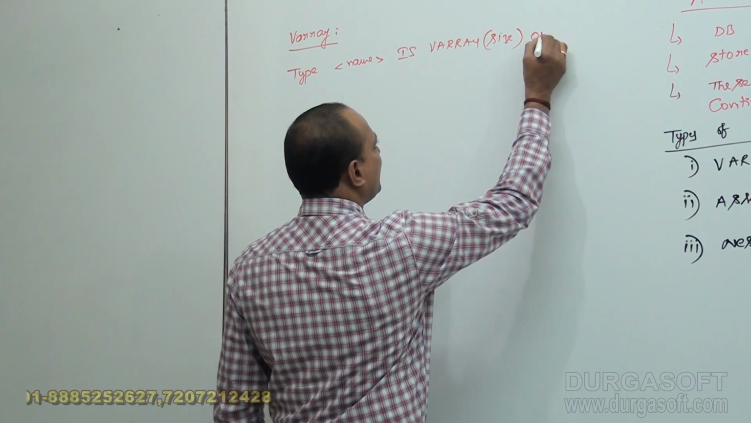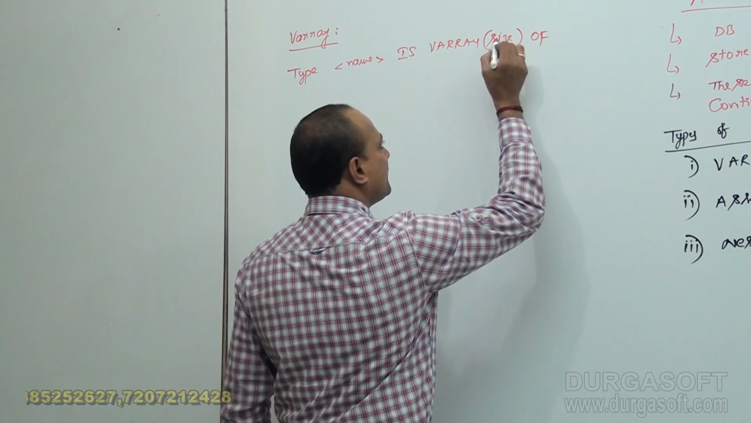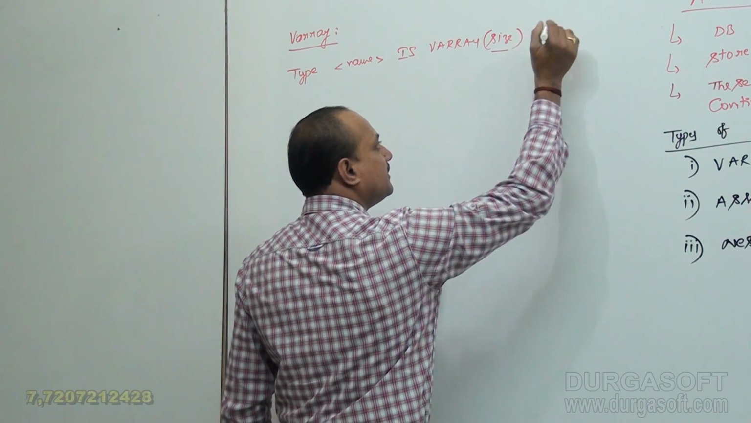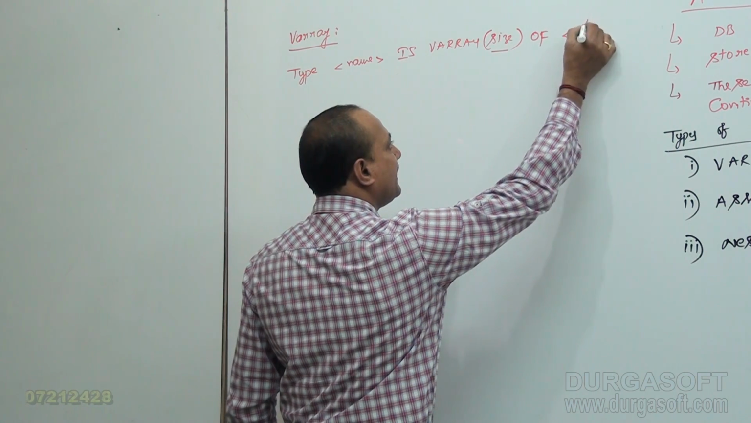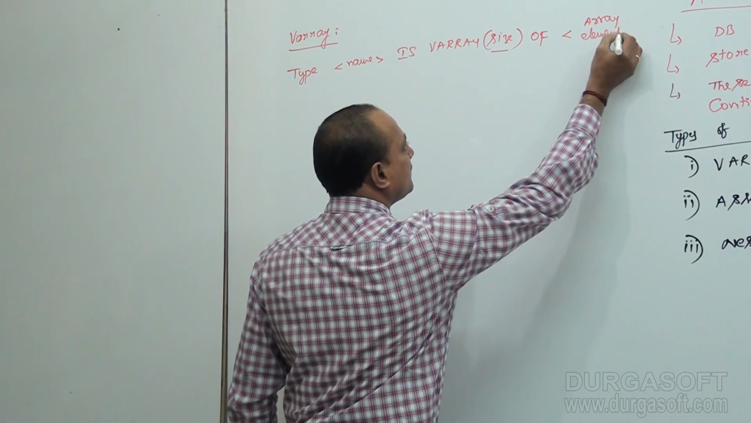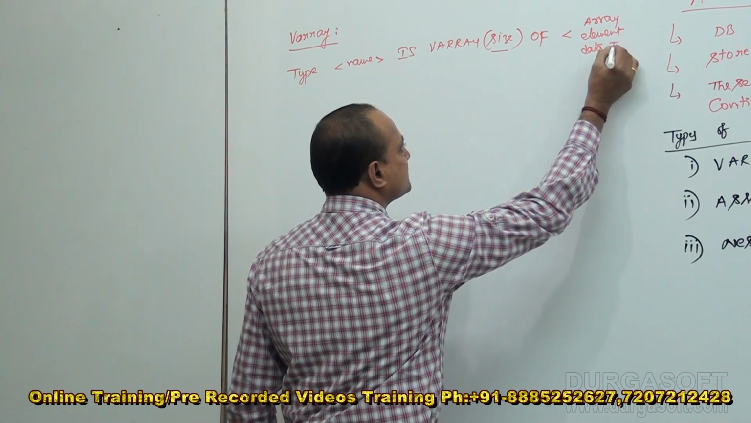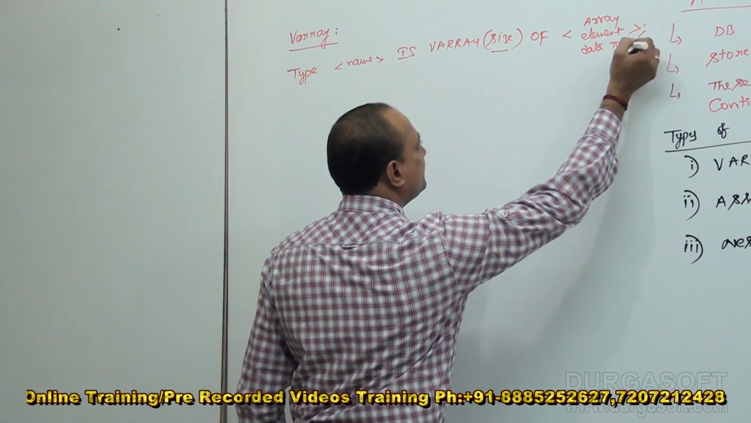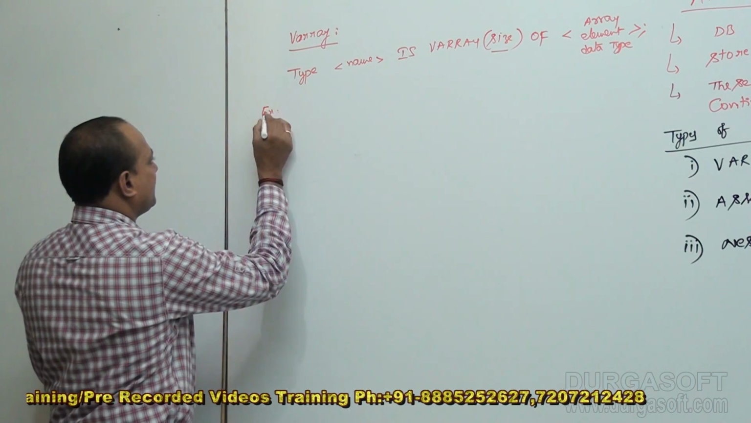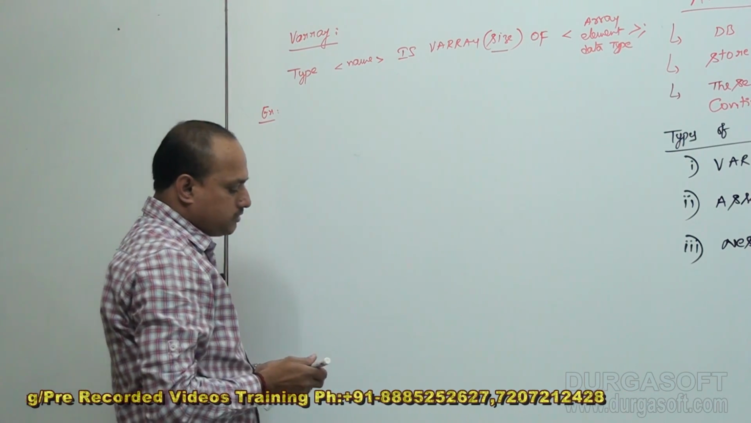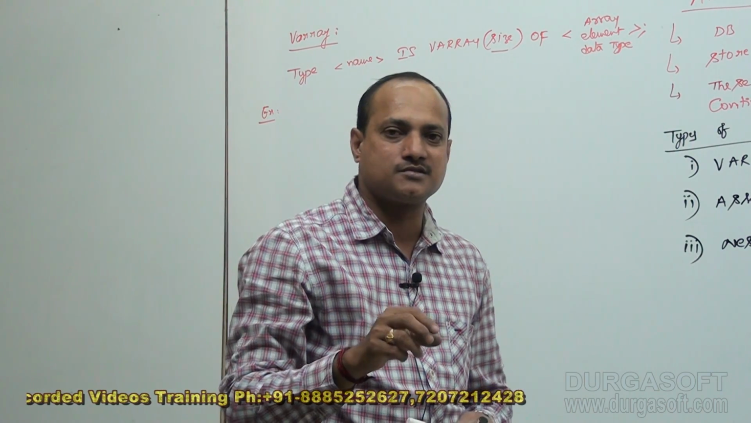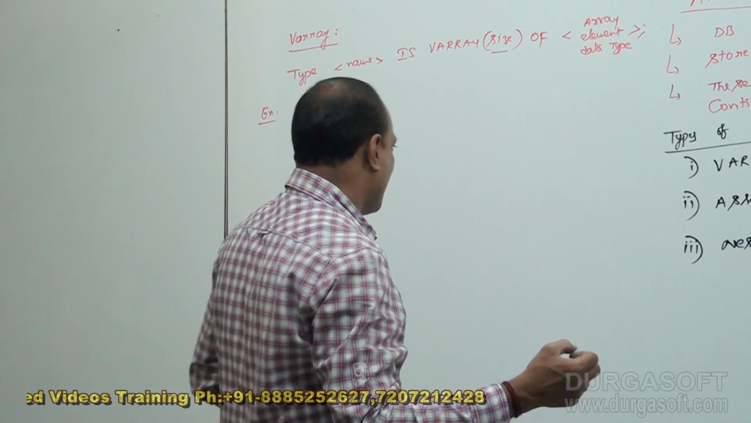How many number of values you want to store, that is the size of the array, and what is the array element data type. Remember this, here we should specify array element data type. Okay, example, let me write the example. I want to store all employee names under one variable.